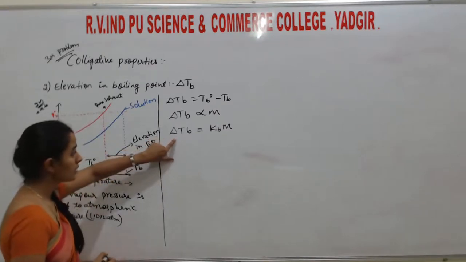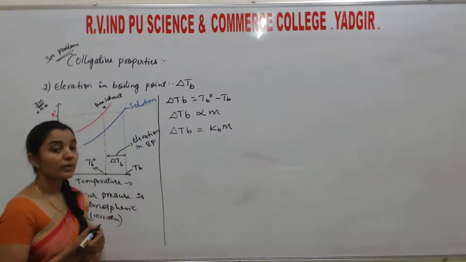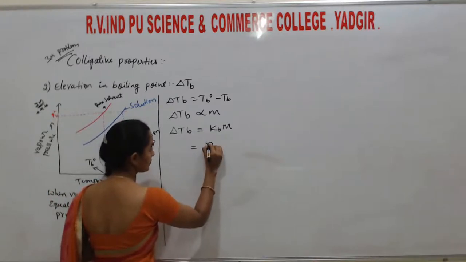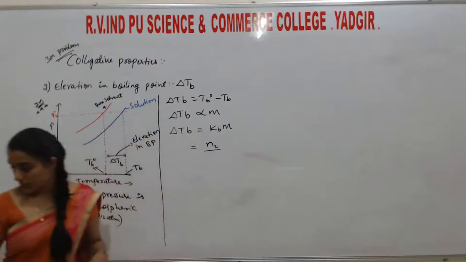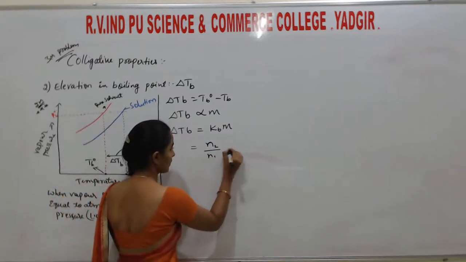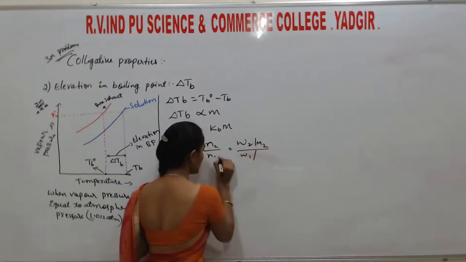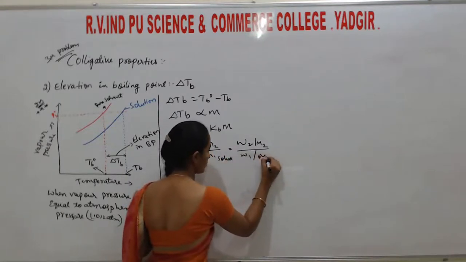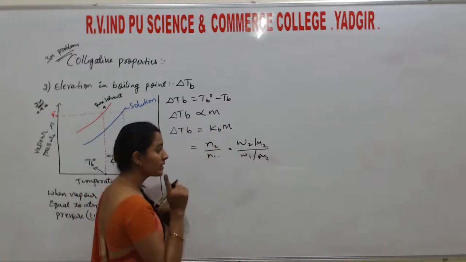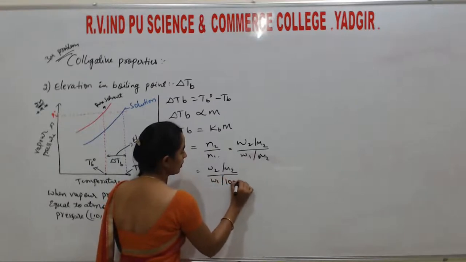Here, what is this TB, students? Delta TB means TB naught minus TB. This molality means the number of moles of solute present in 1 kg of the solvent. So the number of moles of solute you may take as n2 divided by the mass of solvent. n2 means W2 divided by M2, and W1 is the solvent. So molality is the number of moles of solute present in 1 kg of solvent. Therefore this is W2 by M2 divided by W1 by 1000.